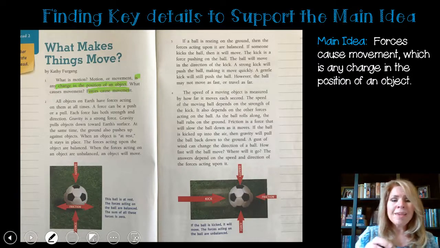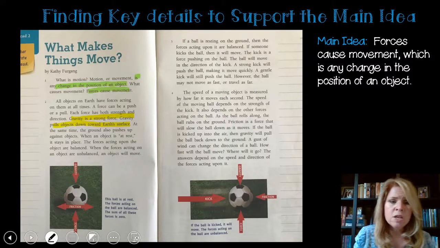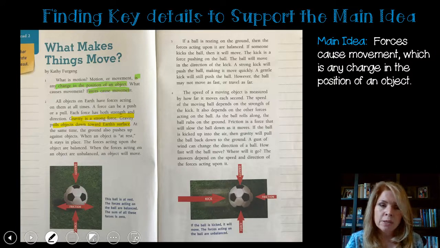So, I see that gravity is a strong force and gravity pulls objects down to Earth's surface. So that's a force that's causing movement. So that is a key detail that supports my main idea. Let's read on to find more key details.